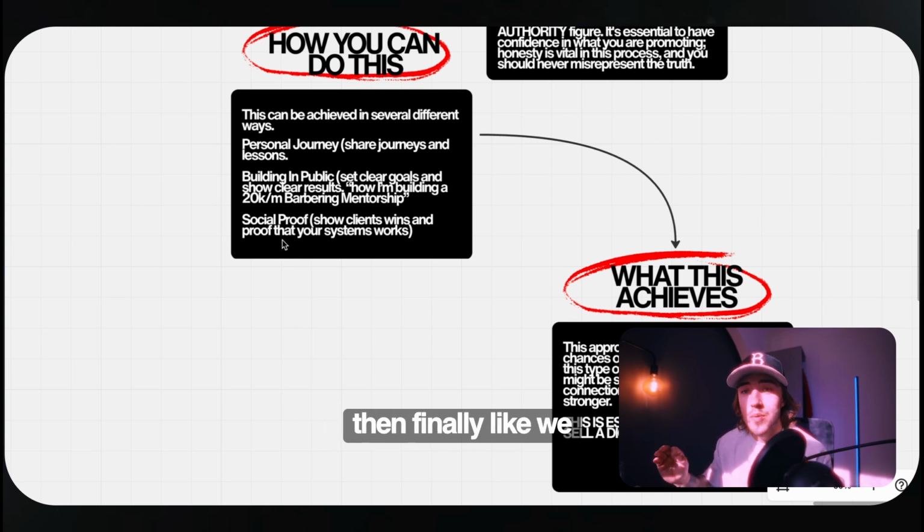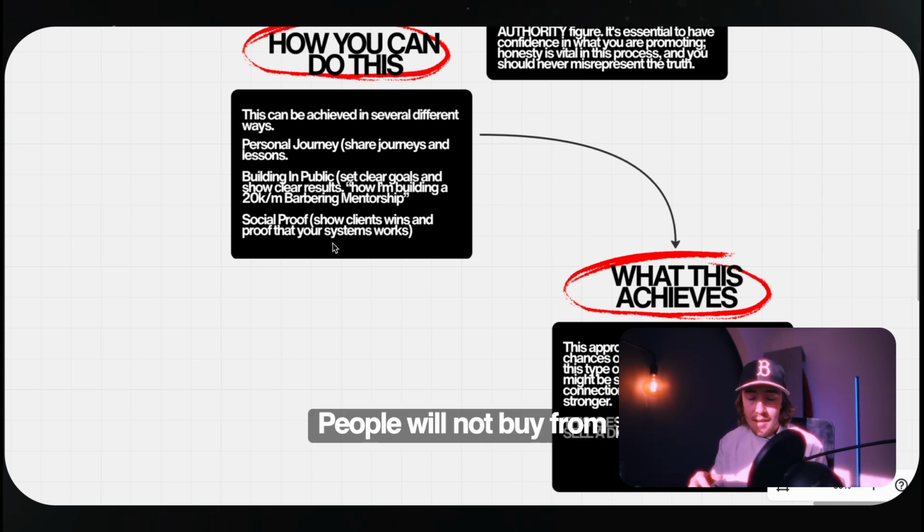And then finally, like we mentioned before, social proof. This is our biggest selling factor. Show client wins and proof that your system works. People will not buy from you if they don't trust that your system actually works. So share your wins, and even if you haven't got client testimonials, share your process because you've done it. That is your biggest selling factor. Share how you've done it.